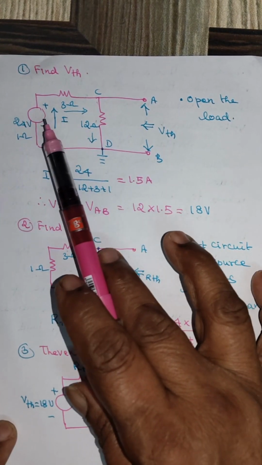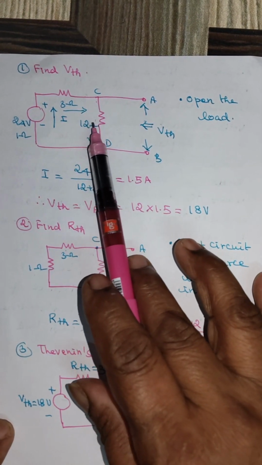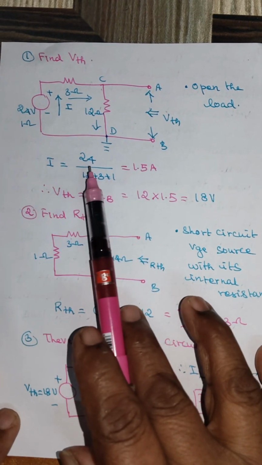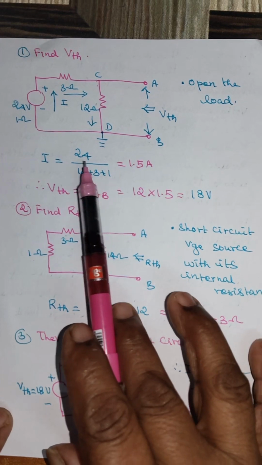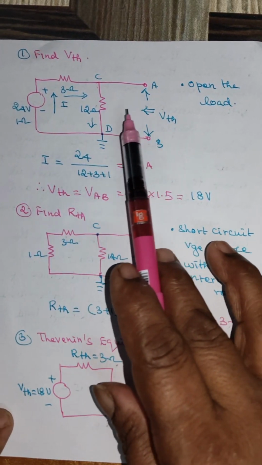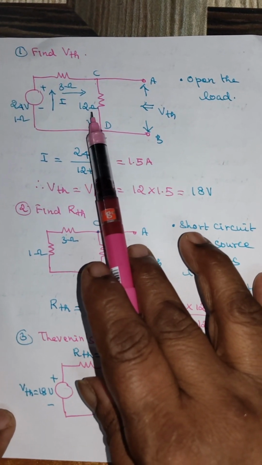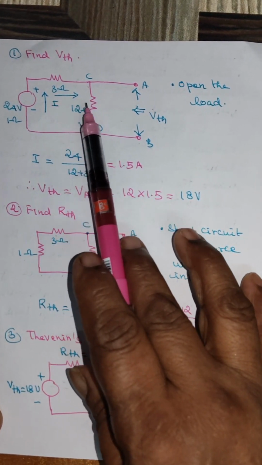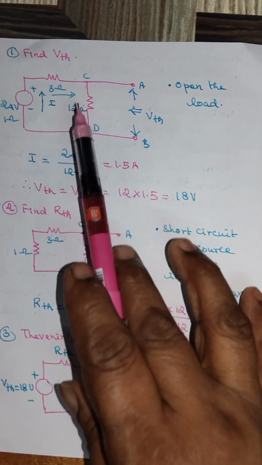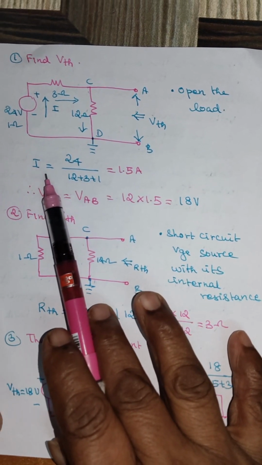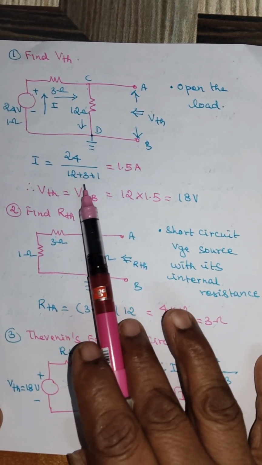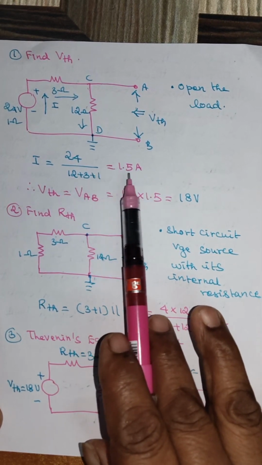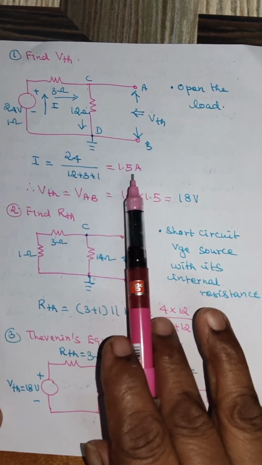Now the current flowing through the circuit is I, which can be calculated as V by R. Here all three resistances are in series, that is 12 ohm, 1 ohm and 3 ohm, because the current flowing through all the resistors is the same. So we can calculate the value of I as 24 by 12 plus 3 plus 1, according to Ohm's law, and the value is 1.5 ampere.